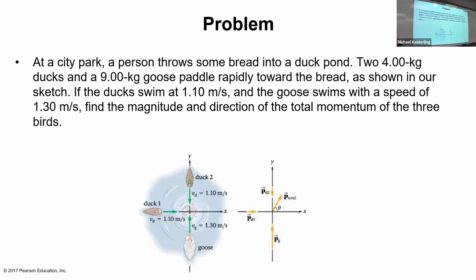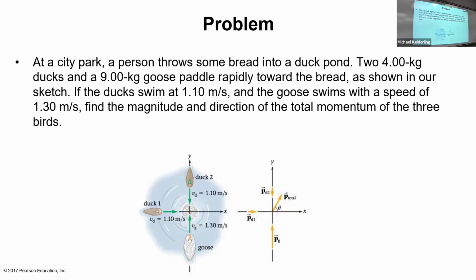So here we have a problem about the total momentum. We have three objects. We're interested in the total momentum. Total momentum is very important because total momentum of all objects is what is conserved.